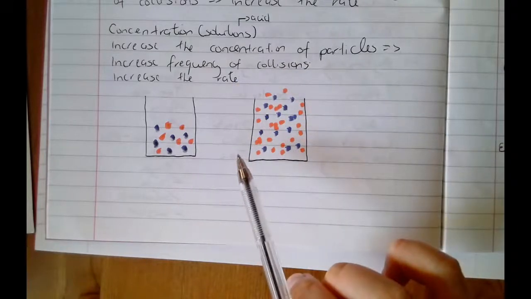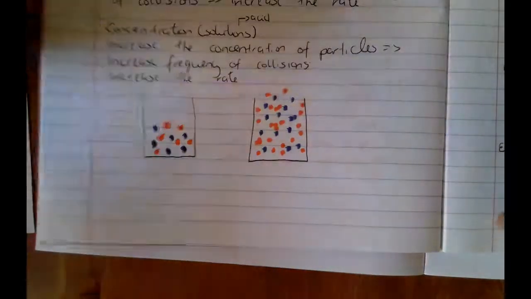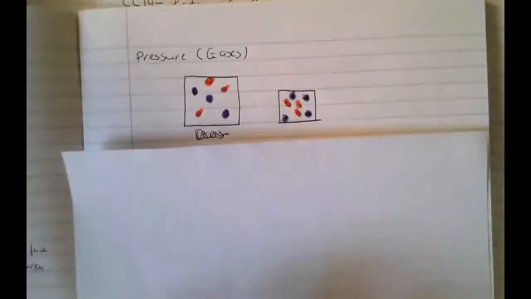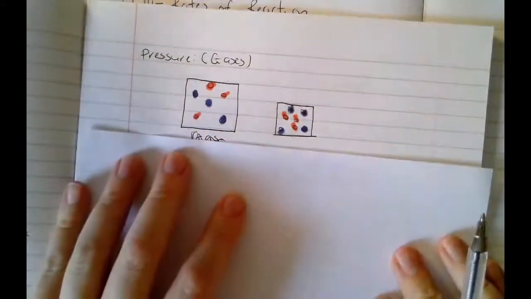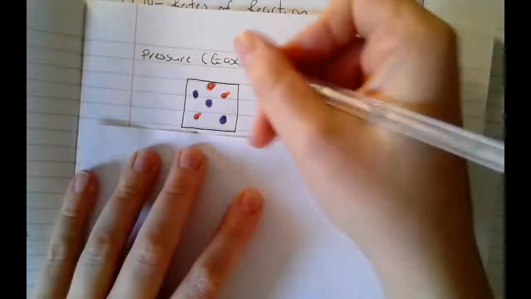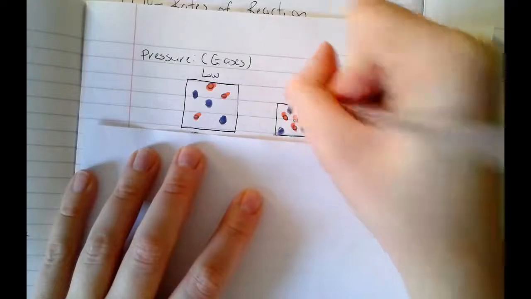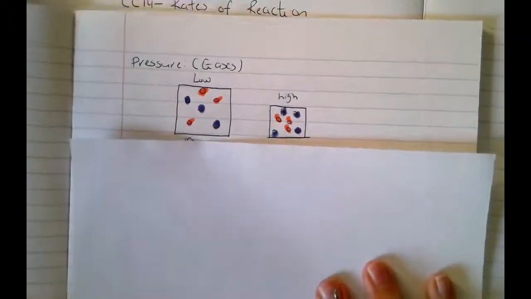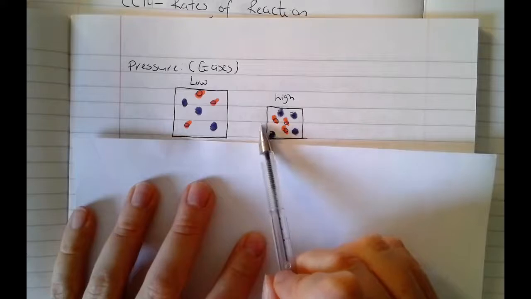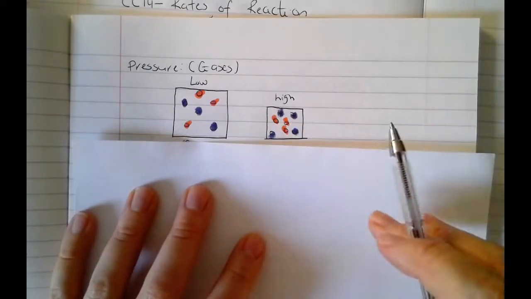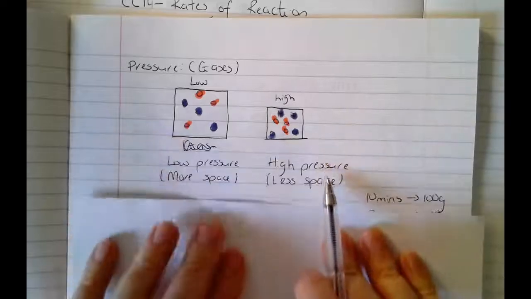That will therefore increase the rate. So that was surface area for solids. We have concentration for solutions. For gases, we're going to be looking at pressure. So here in my diagrams, I've got an example of low pressure, and I've got an example of high pressure. And you can see that under high pressure, the gas particles have less room. If they've got less room to move around, they are more likely to collide.